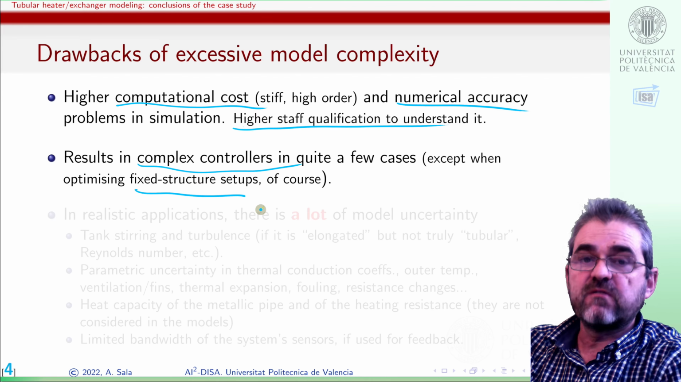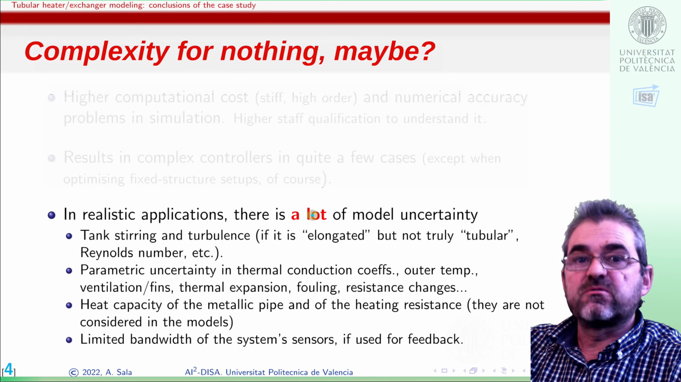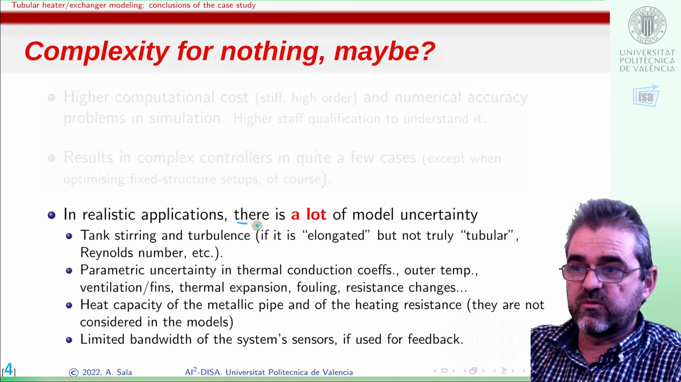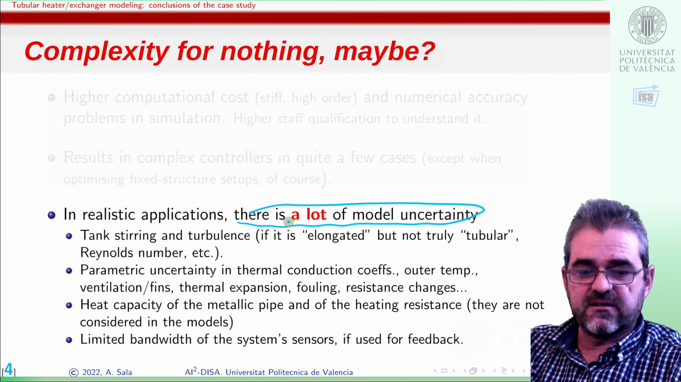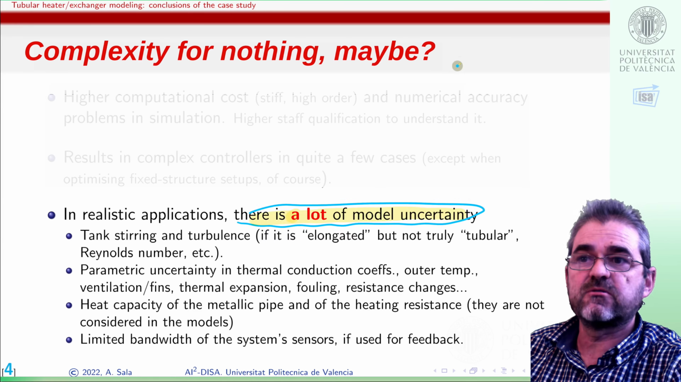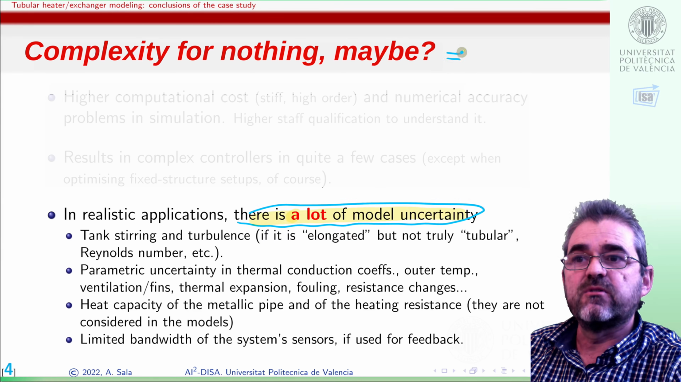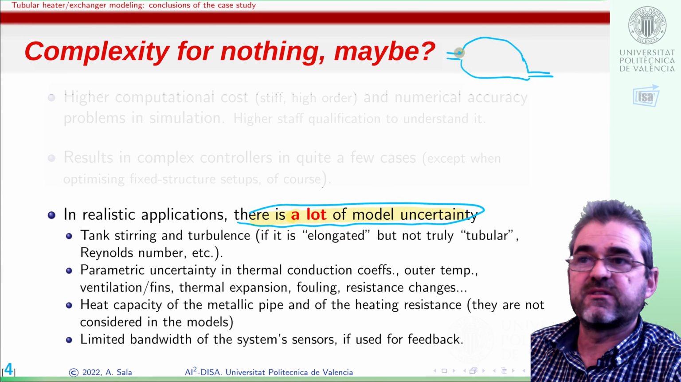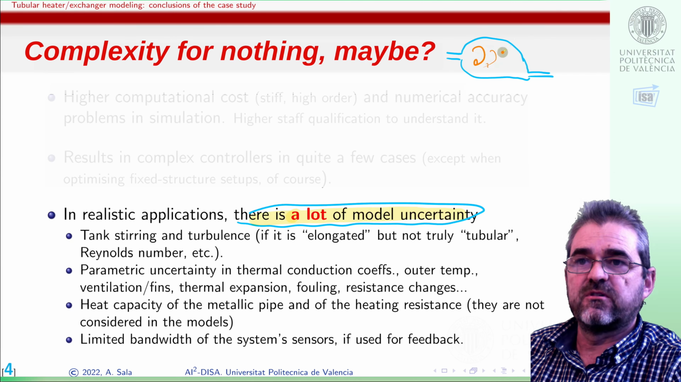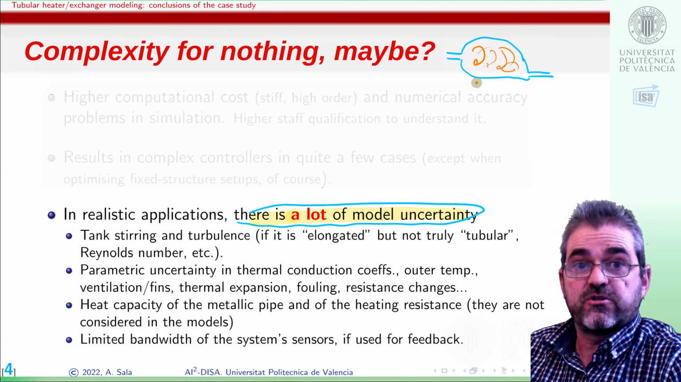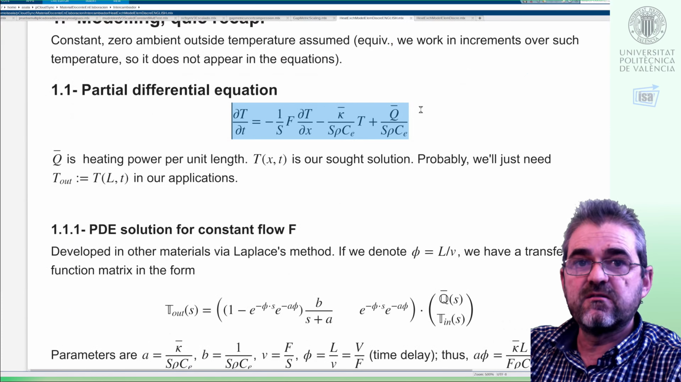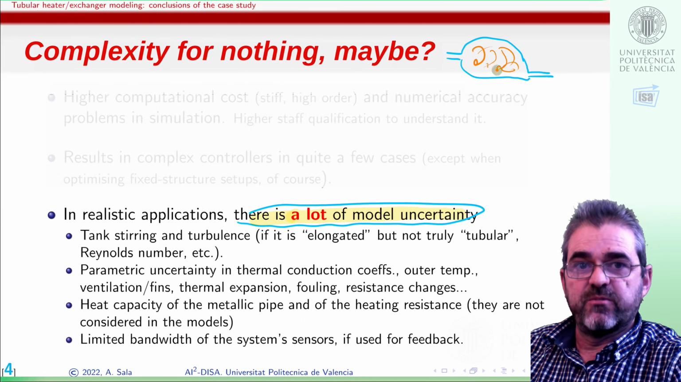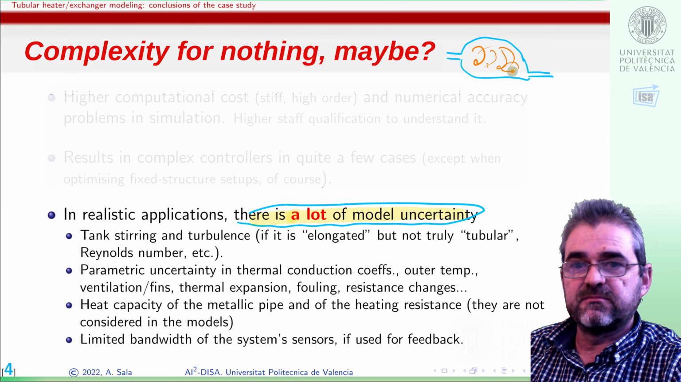And in fact, one of the reasons people do not rely on solutions with very complex models is because in those models there is a lot of uncertainty. Imagine that our tank is not exactly tubular. You get this elongated but not exactly a pipe geometry. So we'll have some turbulence over there, which is not contemplated in the PDE formula. We need more complex PDEs. We need computational fluid dynamics, Reynolds number, and the like.